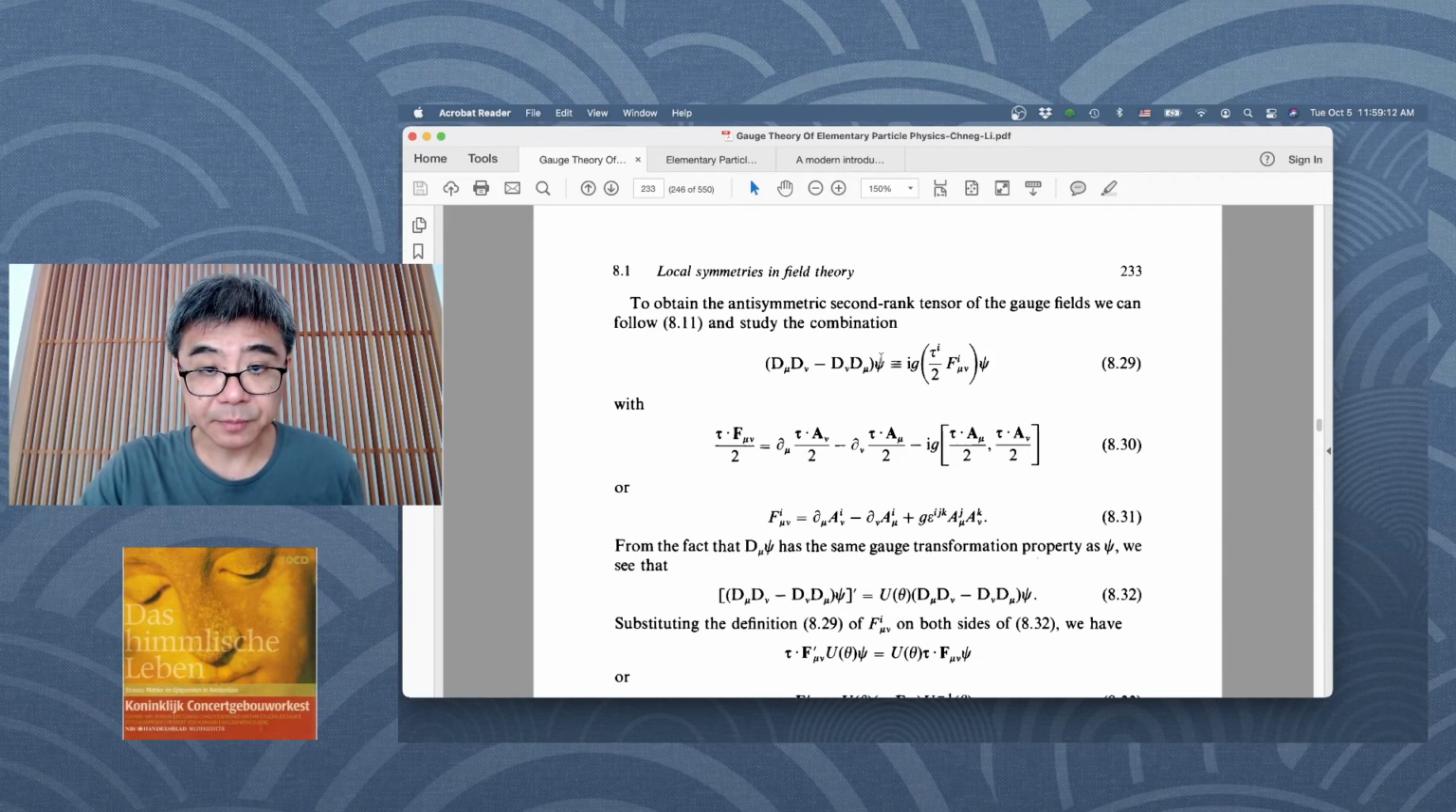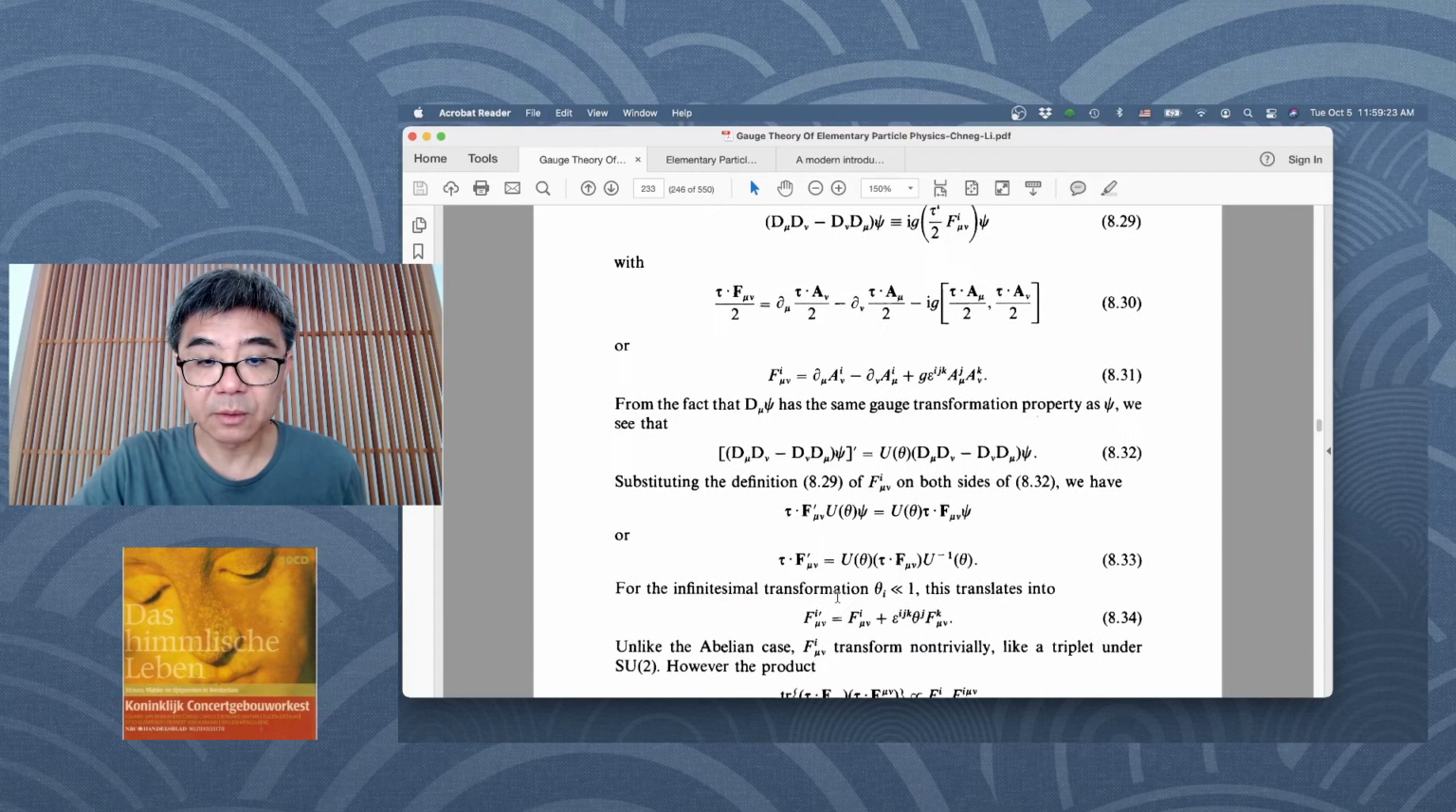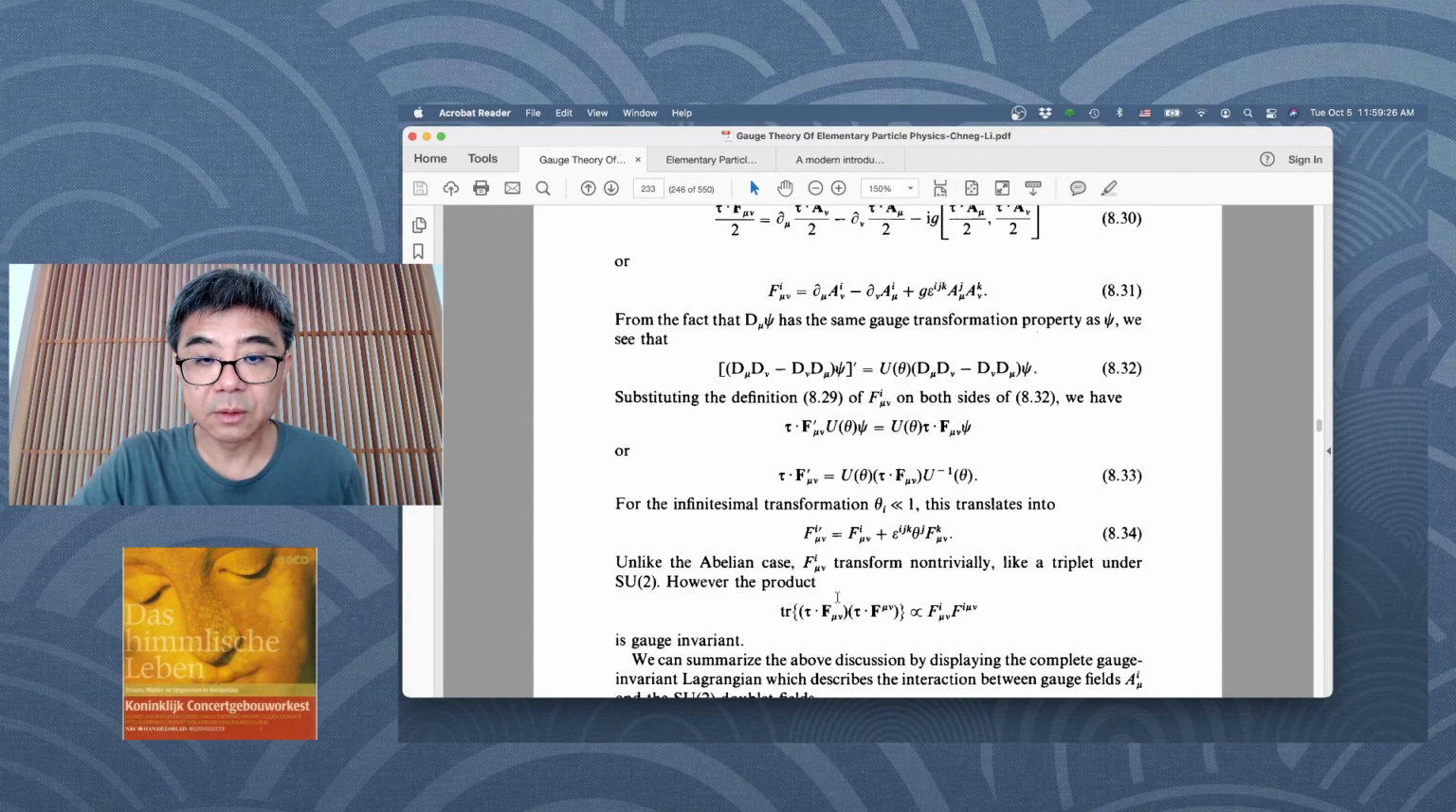And it is now easy to derive 8.32. After the transformation, the U appearing here can pass through this and then through this, so it can pass to the front of the whole thing. That means this combination transforms exactly like the field psi itself. 8.32 is very, very important.